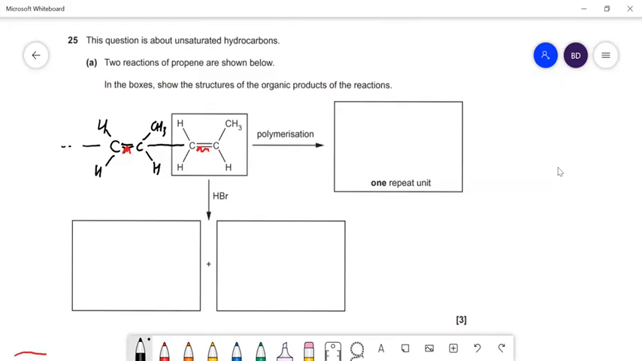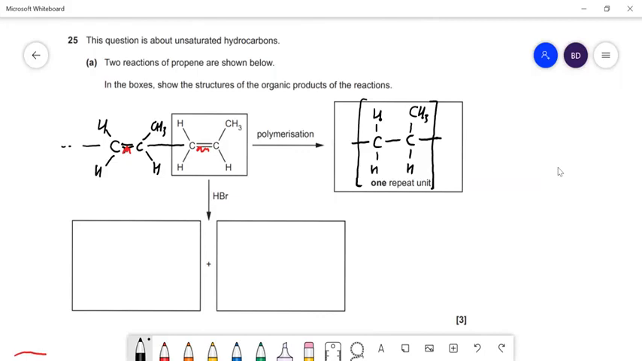So if I do one repeat unit, you can see what we're going to have is two carbons. That carbon's got a hydrogen and a hydrogen. The other one's got a methyl and a hydrogen on it. Okay, and that's going to be joined onto the next carbon in the next repeat unit. So I should put a bracket around that. That's one repeat unit.